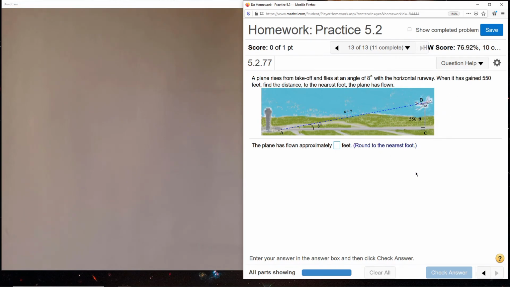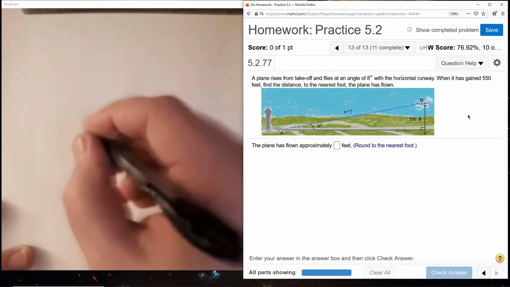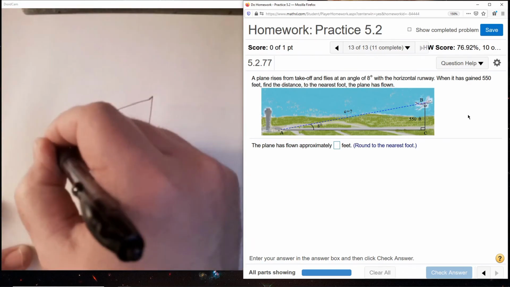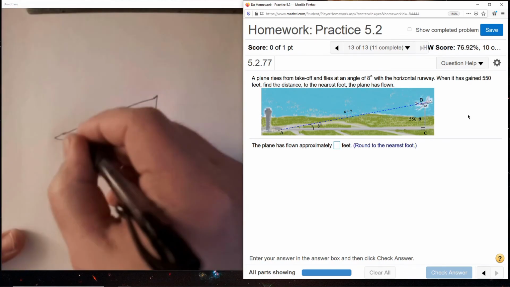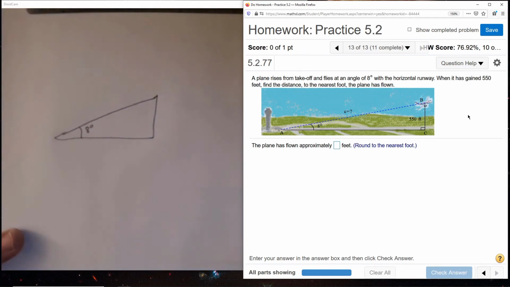But let's draw our triangle, because they're asking ultimately for C. So we're standing at point A. How far away is the plane? If we know the plane is at a height of 550 and we measure this angle of 8 degrees, how far is the plane actually from us? So let's draw this triangle out. And what do you got? 8 degrees and 550, and we're looking for C.